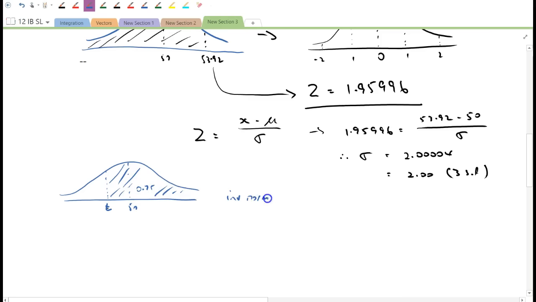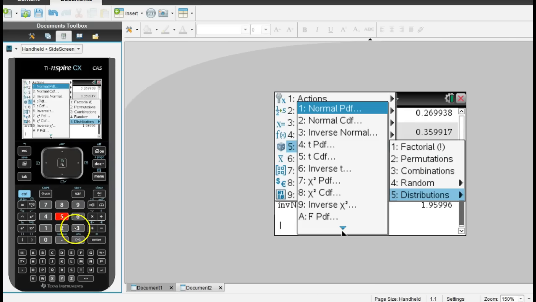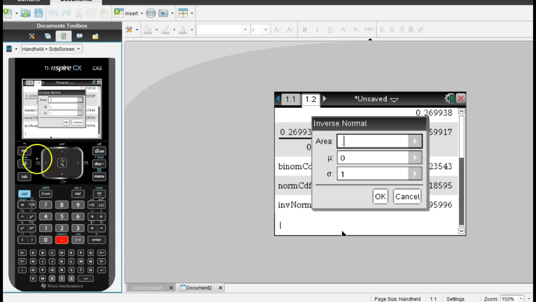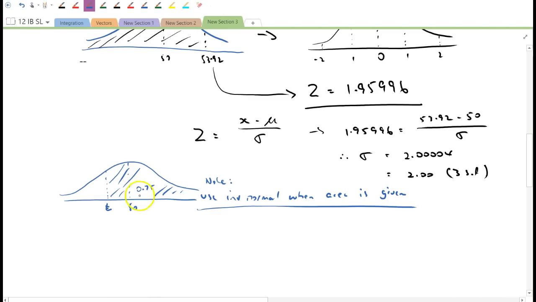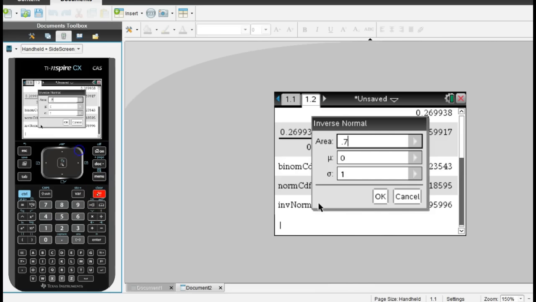So inverse normal, use when area is given. That's a real tip. So 0.75, let's go back in here. Let's go menu 5, inverse normal. Area is 0.75. Is it 0.75? Let's go back. 0.75 is to the right. So actually we want to put 0.25 in there, don't we? Because that's going to help us with t. We're getting 0.25 because it's the area from the left that we're interested in.